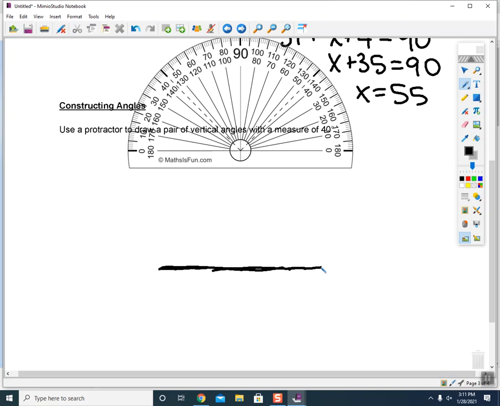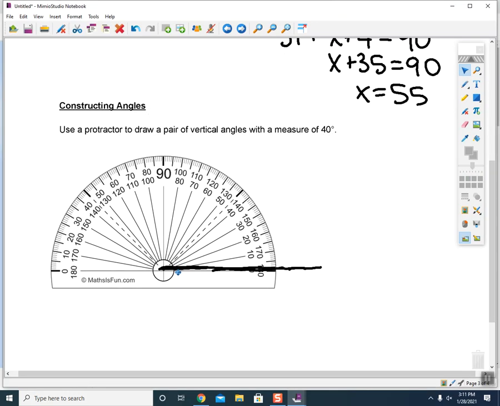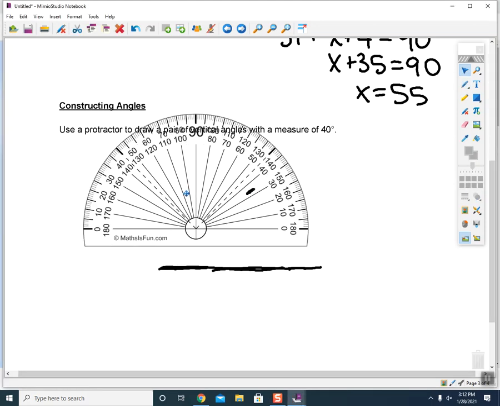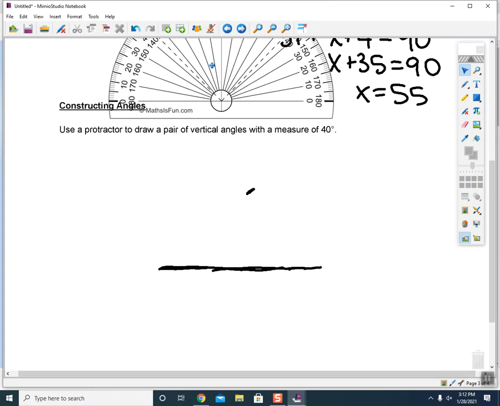So here's how we would do this. I have this protractor. I have my line. What I want to do is line up the center of my protractor with the start of my line and make sure that it is even with everything else. What I want is a pair of vertical angles with a measure of 40 degrees. So I'm going to take my pen and mark it at 40 degrees. Right here over at 40. So it's going to go right there. Move my protractor out of the way. And this is not going to be great because I don't have a straight edge, but we're going to connect those two lines. Not bad. Here is my 40-degree angle.